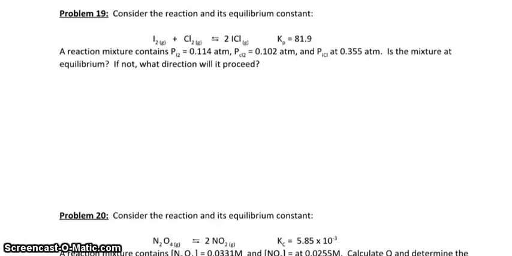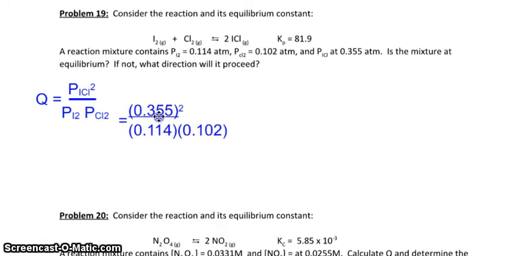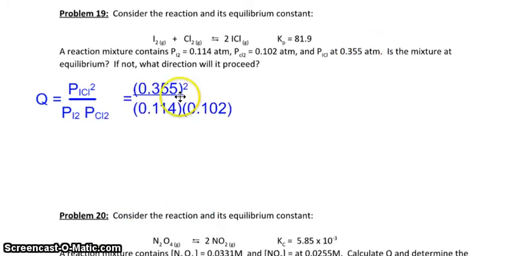Is the mixture at equilibrium? Whenever you are asked that, you have to solve for Q and see if that Q value is equal to the 81.9. So here's my Q. Notice once again, see the 2 here? I had to square the pressure of the ICl. And this is the pressure of the iodine times the pressure of the chlorine. So let's just plug in those values. Here the ICl is 0.355. Here is your pressure of the iodine times the pressure of your chlorine. And when you get that all together, hopefully I didn't make a mistake, I get 10.8.